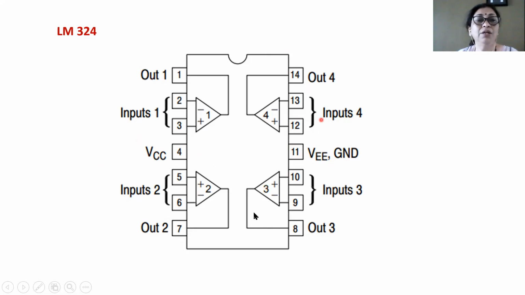So this is how your LM324 operational amplifier IC is. It is a quad operational amplifier. Quad means 4. 4 operational amplifiers are present in this integrated circuit.